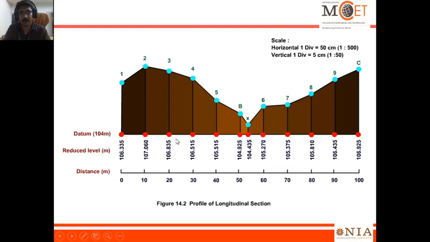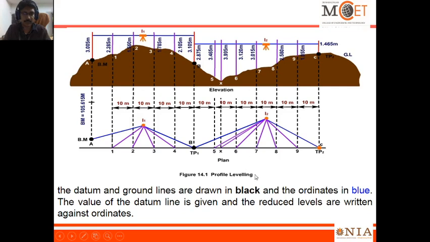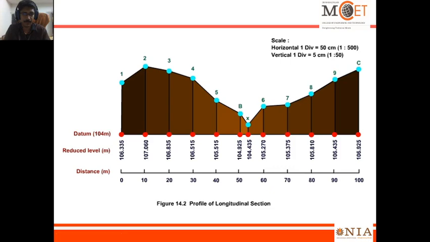We try to plot. Similarly, I have already shown there is a change over here, a small X point, where the staff reading was also taken, right? Here also there is a drop, and that point also gets marked. So if you join those points, you will obtain the profile of the line.